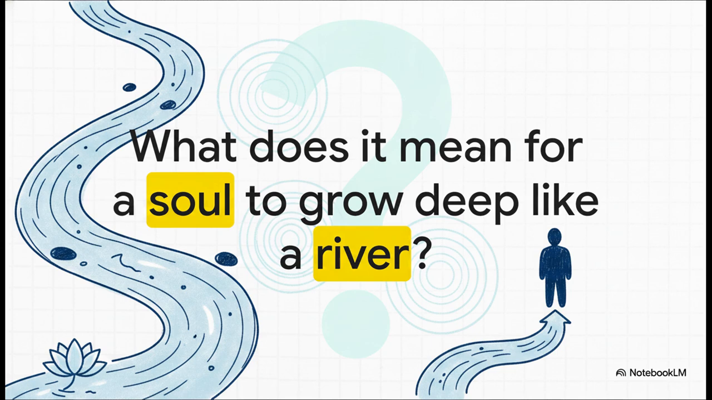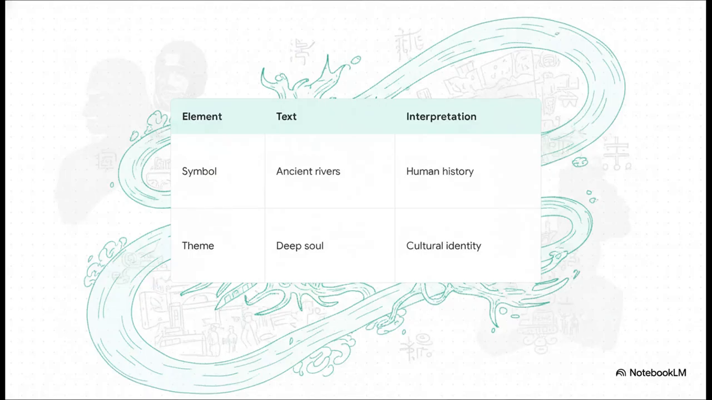Notice how Hughes is forcing us to equate human resilience with the unstoppable force of nature. Think about a river's immense depth, its quiet endurance, its continuous flow. How might that reflect the soul of the speaker? As we break down this stanza, we see Hughes isn't just talking about a body of water. The river is a powerful symbol. It stands for the vast, enduring history of humanity and the profound heritage of African Americans. His deep soul is the theme, a rich cultural identity, beautifully woven through thousands of years of survival and strength.